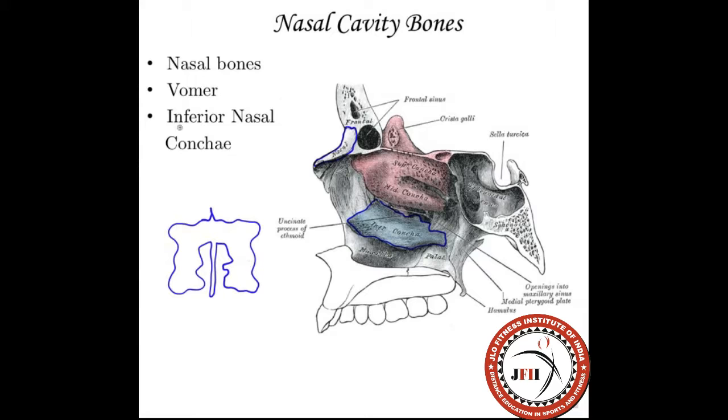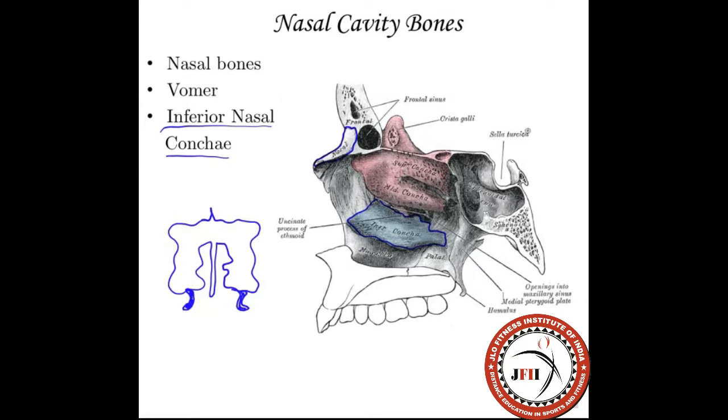The inferior nasal conchae are these little units coming off the most inferior part of the ethmoid bone. So they're very tiny bones. They call them inferior nasal conchae because they're on the bottom part of it.